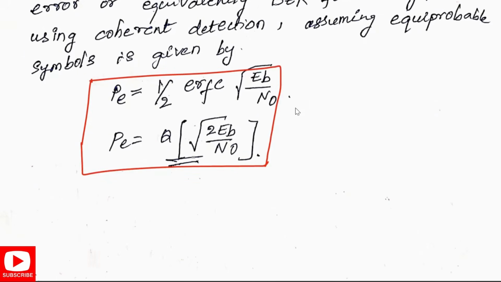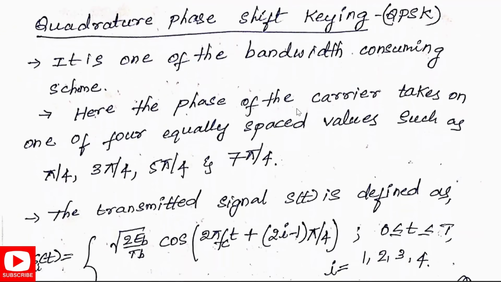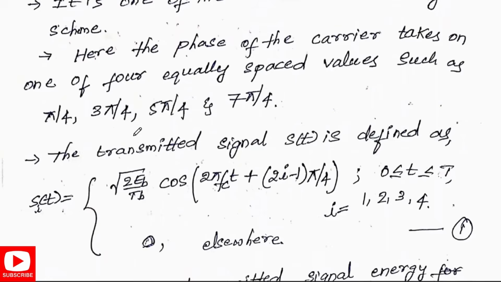All these things you will have to write for this answer. Next, in the same way, we move on to quadrature phase shift keying. This is also one of the types of bandwidth consuming schemes. Here, the phase of the carrier takes 4 equally spaced values, such as pi by 4, 3 pi by 4, 5 pi by 4, 7 pi by 4, like that.